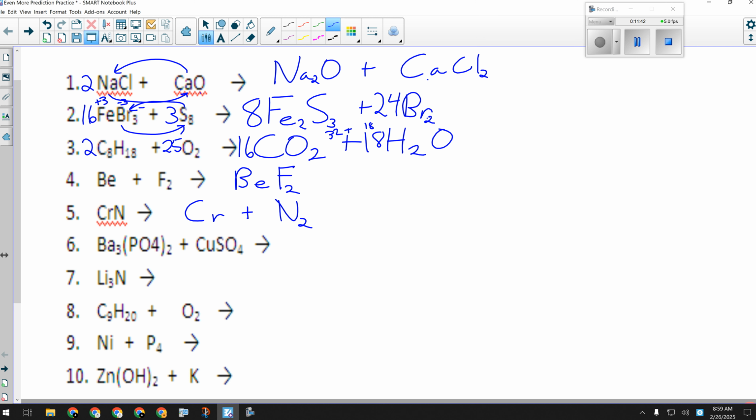There's 2 nitrogens over here. How many are there here? Just 1. So what needs to go here? 2. Okay. But that gives me 2 chromium. So what needs to go here? 2. A 2. And now it's balanced. Okay. All right. Keep her going.